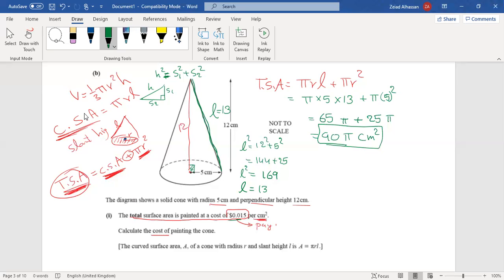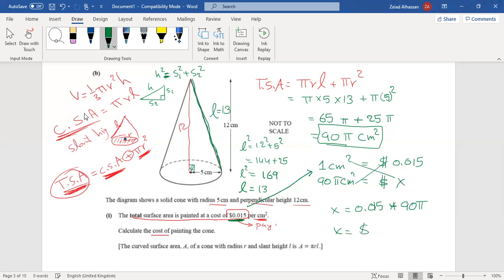But what is the cost of 1 centimeter squared? 1 centimeter squared, as they told me, costs $0.015. So 90 pi centimeters squared equals X dollars. Let's cross multiply. So X equals 0.015 times 90 pi, and you will get X in dollars.